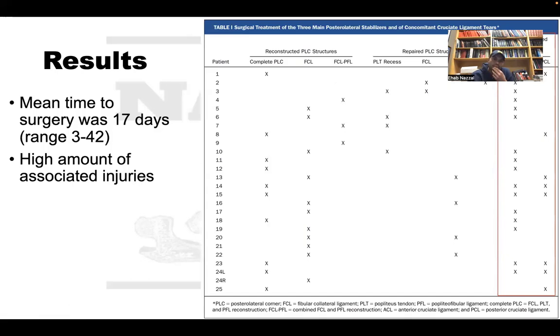So some of these results here: the mean time to surgery was 17 days. Again, like we said, the acute period is less than 3 weeks. This table, all the way on the right, is looking at ACL and PCL injuries. They have all their patients listed, and there was a high proportion of reconstructed cruciate ligaments as well. In general, there was a high amount of associated injuries. And they have their 25 participants, and it looks like one of them had bilateral injuries, so left and right.